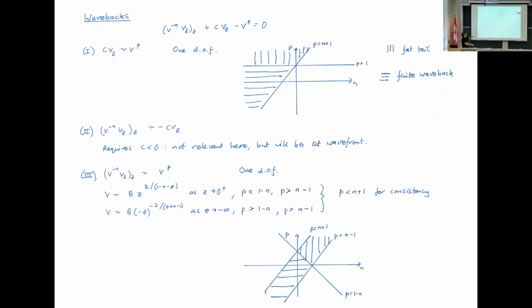So the next possible balance is balance between the first and the second term in the ODE, and you find that doesn't work because we want C to be positive throughout. But that balance will appear when I do the wave front rather than the wave back. Right, the next possible balance is the one where you ignore the convection term, which corresponds to ignoring the time derivative in the PDE and is associated with the singularity I referred to much earlier. So you get this possible parallel behavior.